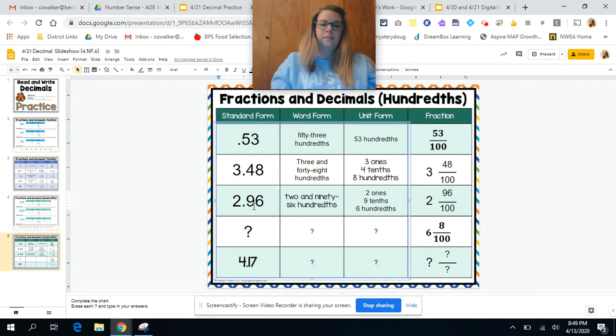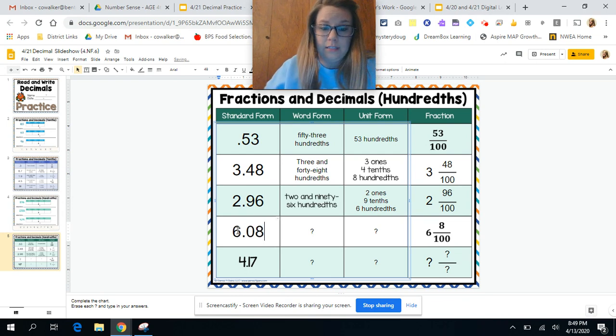Okay, so I want you to pause the video again and then complete these 2 rows for me. Okay, I hope you paused the video and completed them. We're going to go through them very quickly. So I'm going to start over here. The standard form should have been 6 and, don't forget this 0 in the tenths place, because it's worth 8 hundredths. So 6 and 8 hundredths.